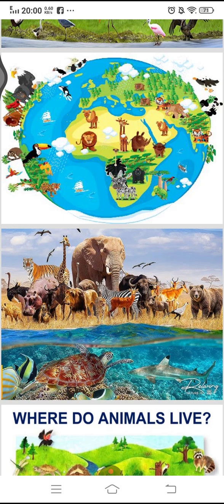Whenever we diminish one of the animals, the whole chain will be diminished. All the animals will be affected.